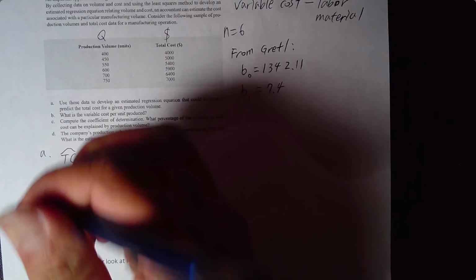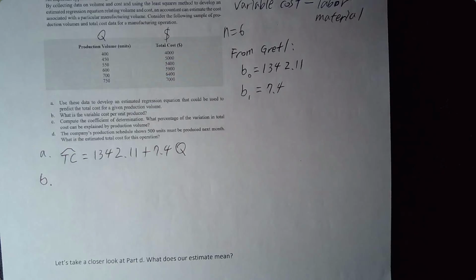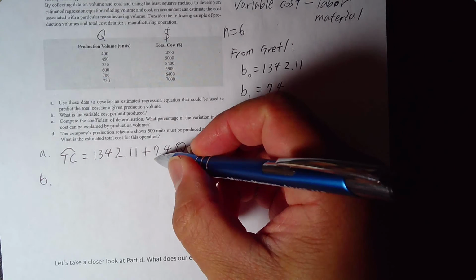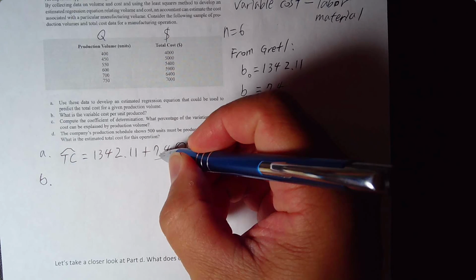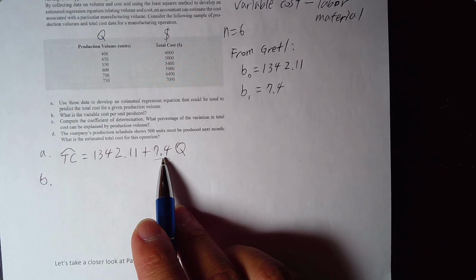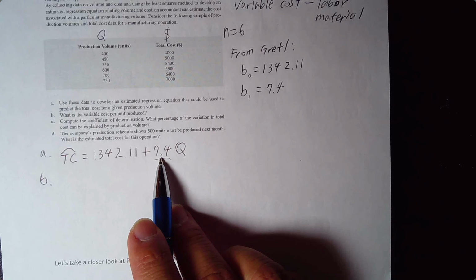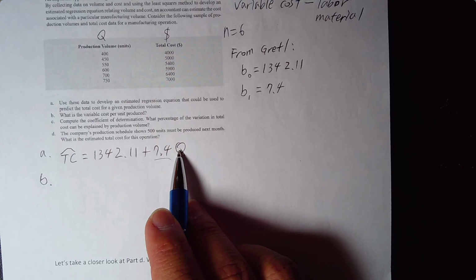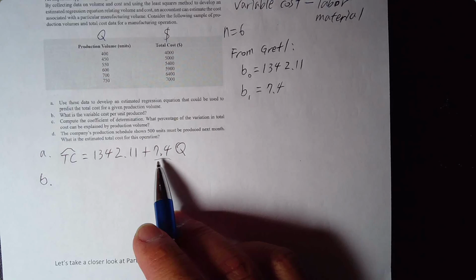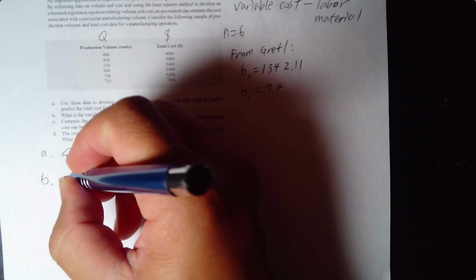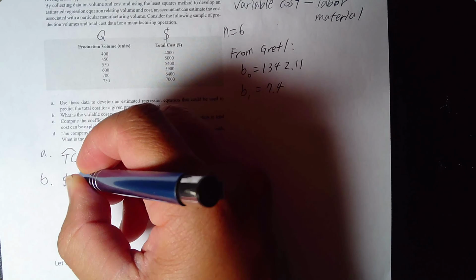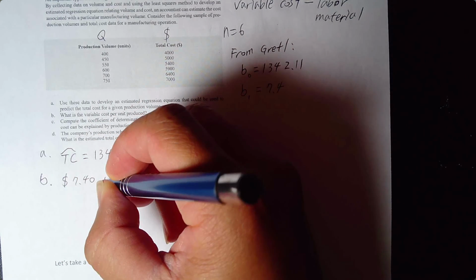So now we can see this. What is the variable cost? So here, that's going to be this here. It's going to be the slope, because as my quantity increases, right, this 7.4, for every unit increase is going to increase my cost by $7.40. So we're going to say my variable cost is $7.40 per unit.